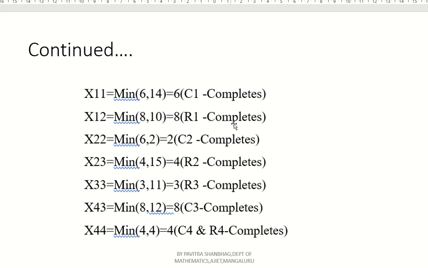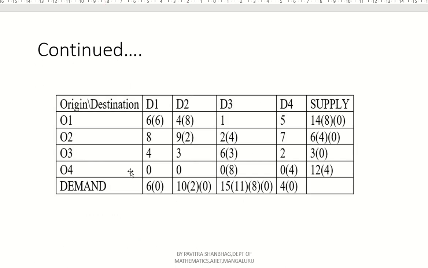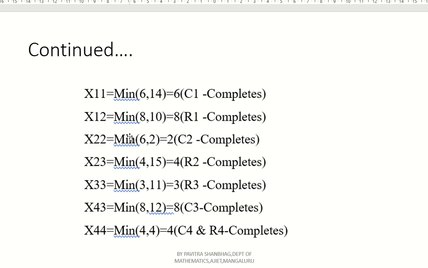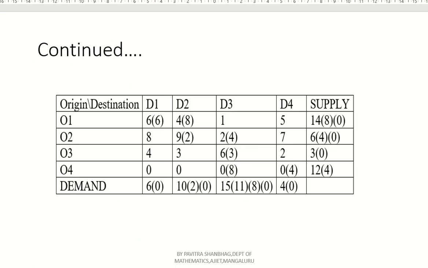Now here R1 completes. Next x22 means minimum of 6 comma 2, that is 2. C2 is complete. Then x23, you can check here. Now after this you have to assign 4 here. Again this R2 vanishes, right? Minimum of 4 comma 15 is 4, so R2 vanishes. Next x33 means what? Minimum of 3 comma 11, right? Minimum of 11 and 3, so 3 we have assigned. Now R3 vanishes.